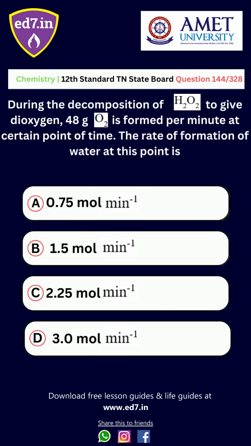Question number 144. During the decomposition of H2O2 to give dioxygen, 48 gram O2 is formed per minute at a certain point of time. The rate of formation of water at this point is: option A, 0.75 mol min^-1; option B, 1.5 mol min^-1; option C, 2.25 mol min^-1; option D, 3.0 mol min^-1. The correct option is option D, 3.0 mol min^-1.